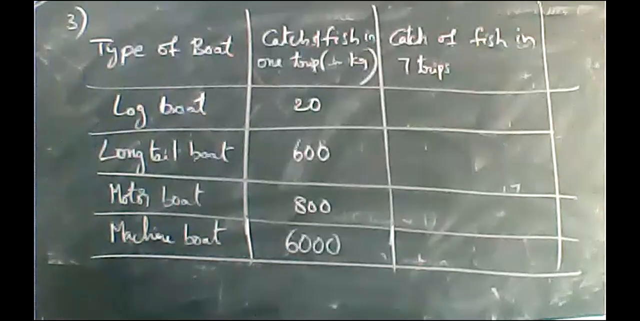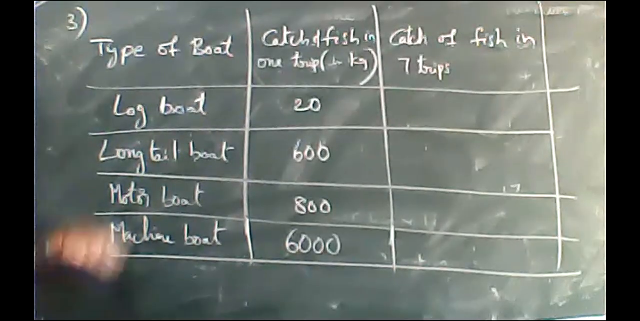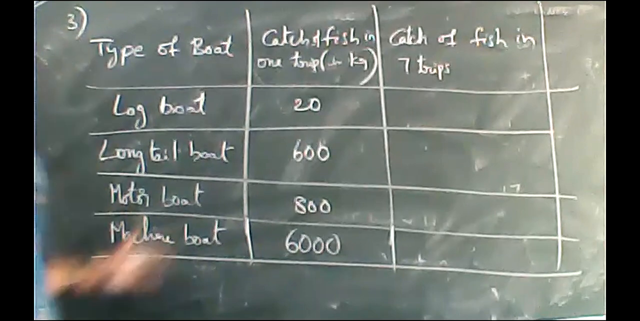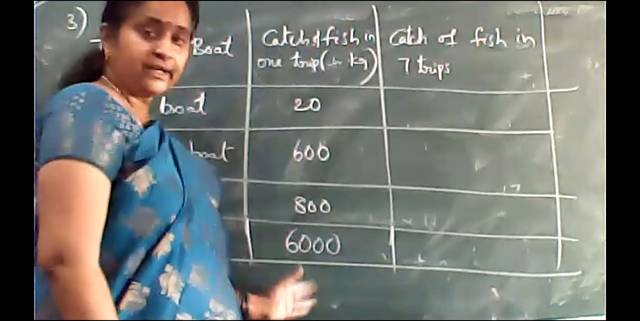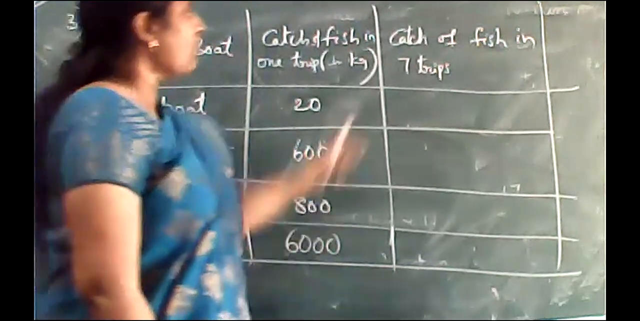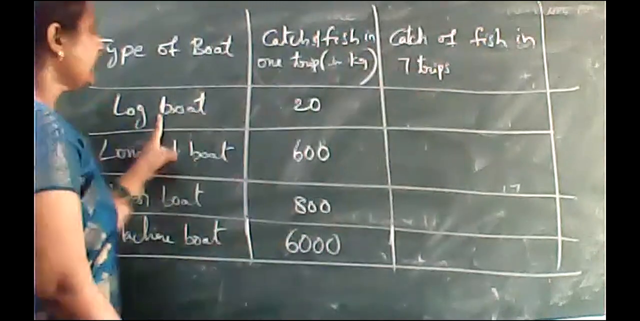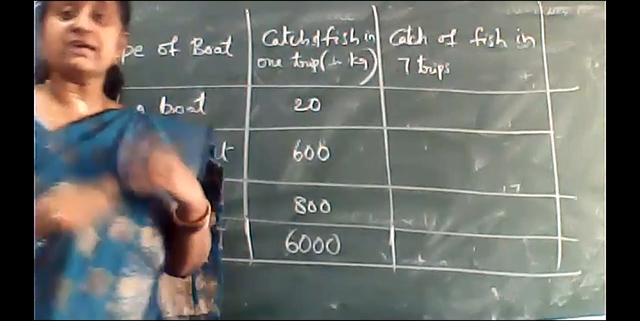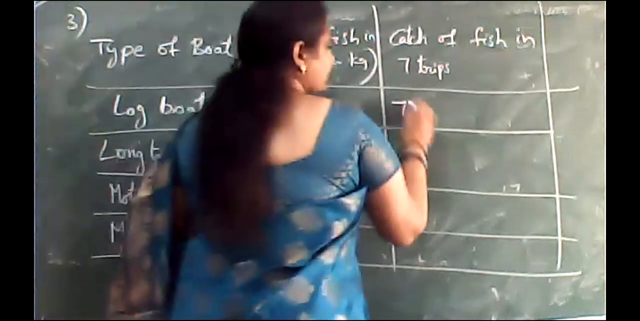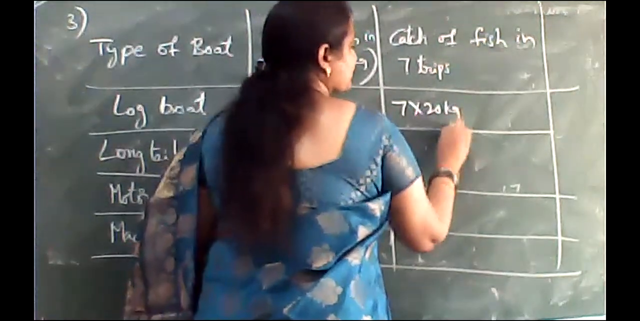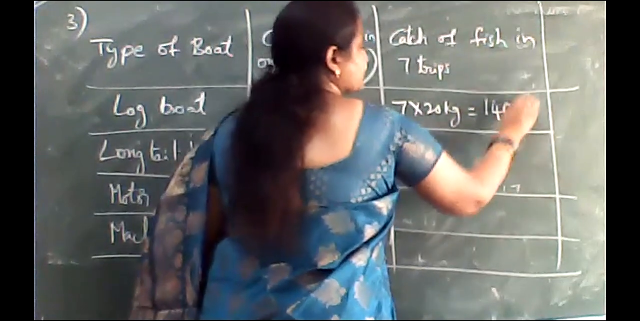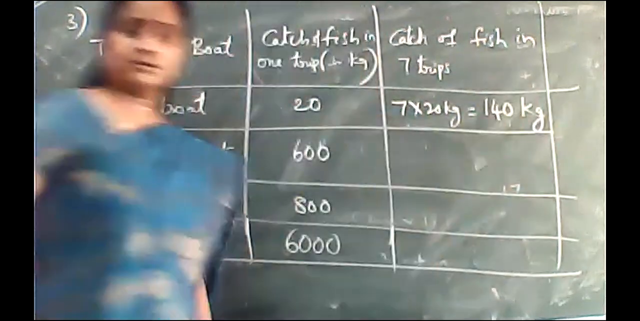These are the details we have. Here we have the type of boat and one trip in kgs. Now we need to find out for 7 trips. In one trip the log boat catches 20 kgs. In 7 trips, 7 into 20 kgs. How much? 7 20s are 140 kgs.